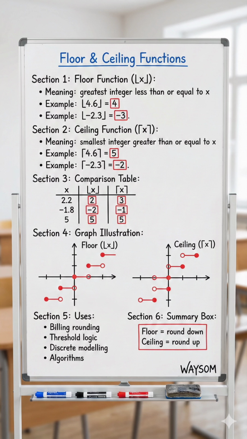Next, examine the uses listed: billing systems round up cost slabs, algorithms allocate buckets, threshold limits approximate values. Floor and ceiling functions give logic to rounding situations. Finally, read the summary. Floor means round down, ceiling means round up, but be careful with negative numbers.